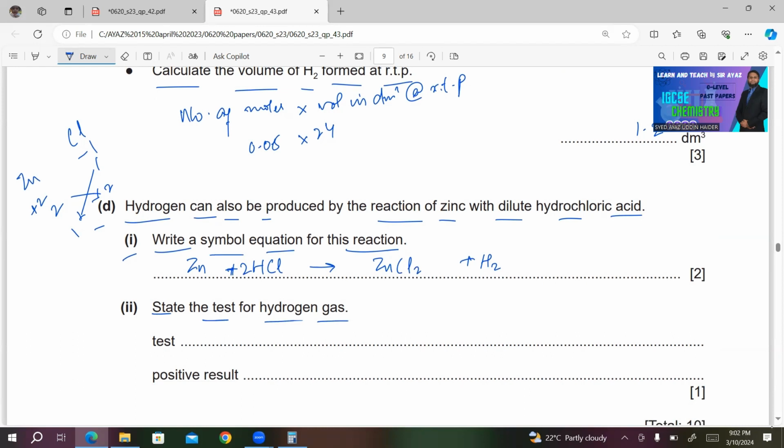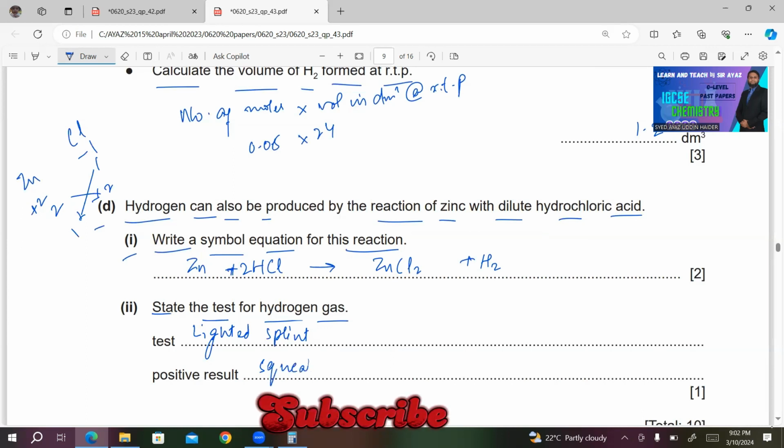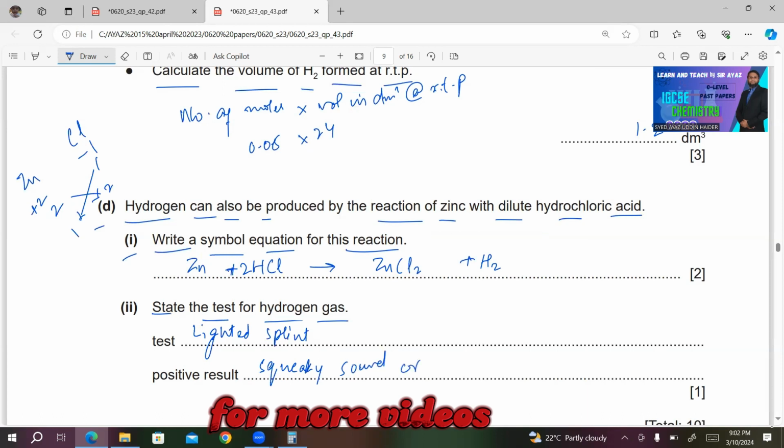Test is lighted splint and we'll hear a squeaky pop sound, or pops up.